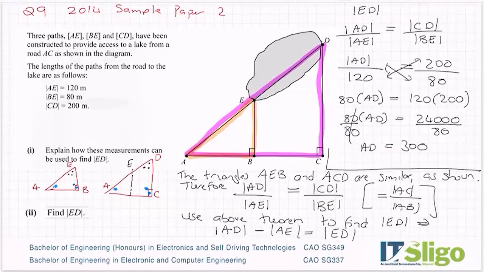Not quite yet done, so that should be the length of AD. The two lines down the side is maths language for length of. So I just have to do the subtraction then. So ED is equal to 300, that whole thing is 300, so I'm going to subtract off it AE, which is 120. So I'm getting ED to be equal to 180 meters. Okay, so that is similar triangles.